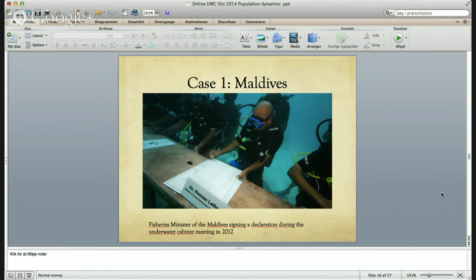A meeting in 2012 where we see the fisheries minister signing a declaration. So the minister who takes care of anything related to the fishing industry, which is quite large in the Maldives. Now, what's really going on there, and why should we care about that?